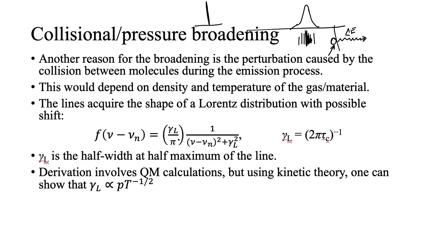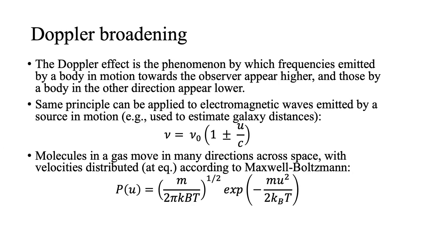This can be described with this function, which is a Lorentz distribution. And nu n is the frequency of that state. Nu is your variable, right? You're moving through the spectrum. And gamma L is a parameter that can be computed, and it's estimated to be proportional to the pressure that the gas is experiencing and inversely proportional to the square root of the temperature of that gas.